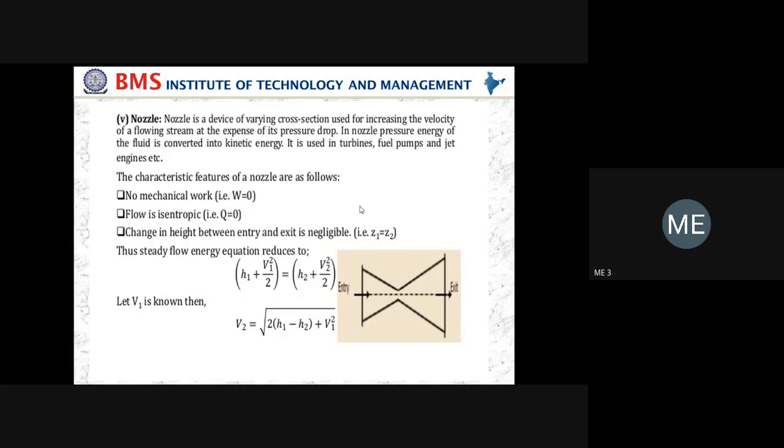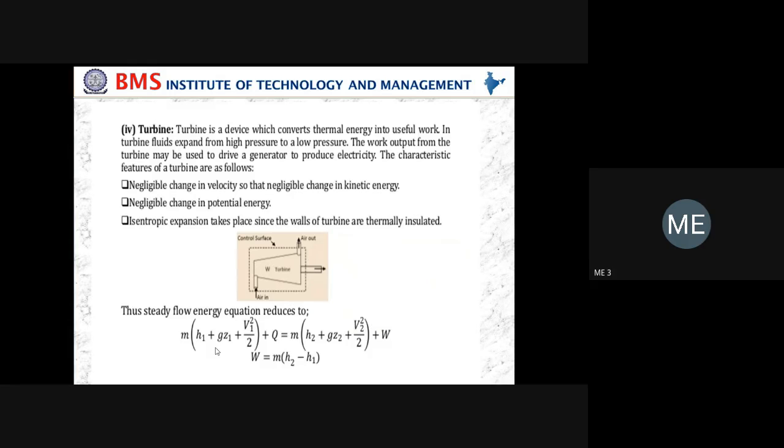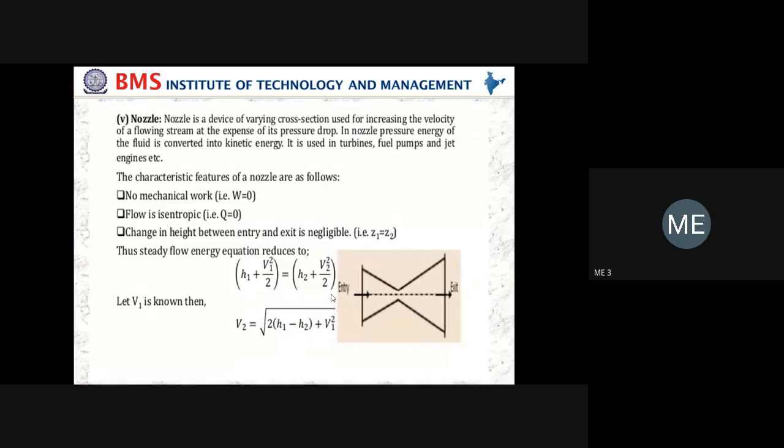Next, regarding the assumption, first you have to write the standard equation, that is m into h1 plus gz1 plus v1 square by 2 plus q equals to m into h2 plus gz2 plus v2 square by 2 plus w. So you have to write the standard equation for all applications. Now we have to neglect the terms. As I said, nozzle is neither work producing nor work absorbing device. So W is 0. And then there is no flow of heat between the system and surroundings, that is Q equals to 0. And then Z1 and Z2 are also same, considering the same datum line.